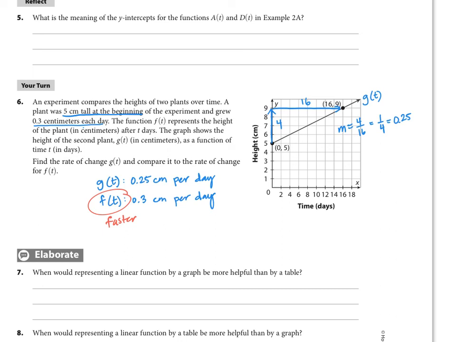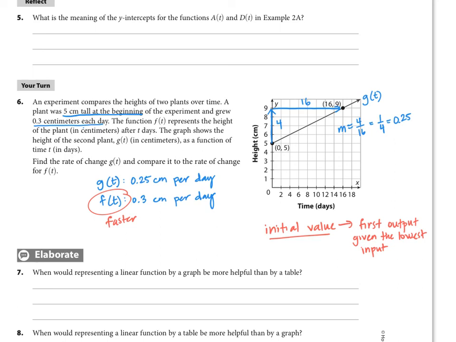Initial value means the first output given the lowest input. So you use the lowest input that you have, and then you get your output for that. That's your initial value. That's this right here.